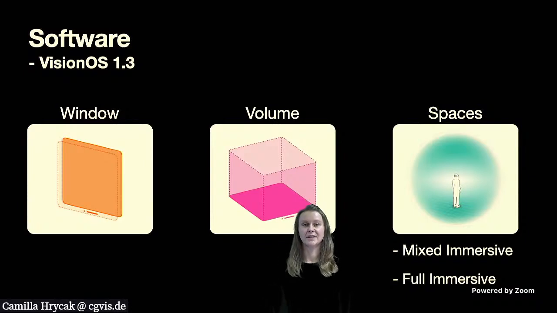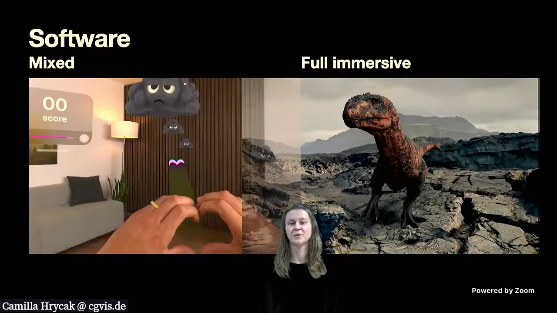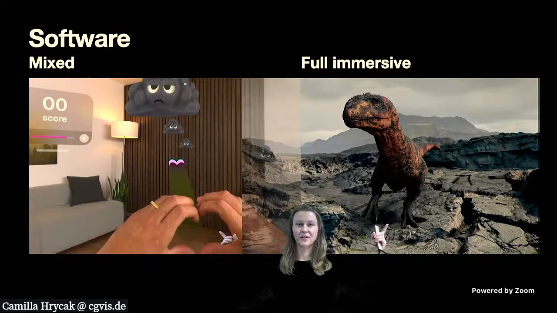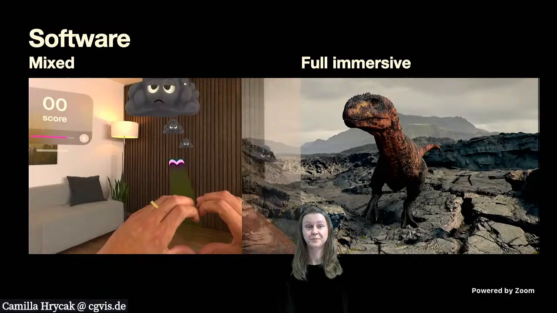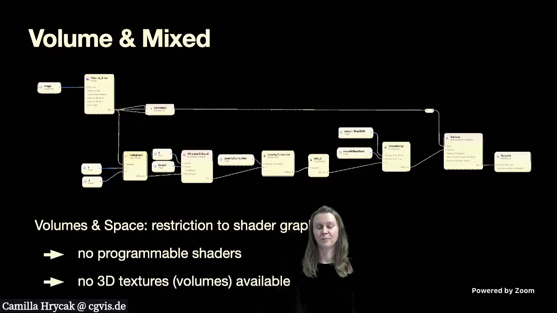In addition to placing objects or data within restricted compartments, visionOS also offers extended reality through two modes: a mixed space corresponding to augmented reality and a fully immersive space corresponding to virtual reality. Here we have two examples for a mixed space and a fully immersive space application. The downside to this is that in mixed space, the rendering is only achievable through the use of shader graphs. visionOS does not support programmable shaders or 3D textures, which limits the ability to perform direct volume rendering effectively.